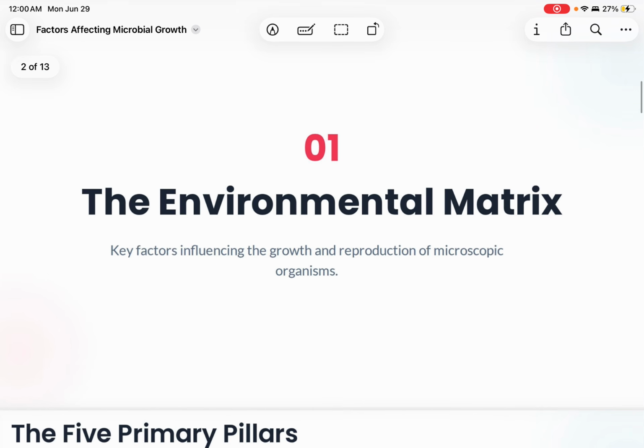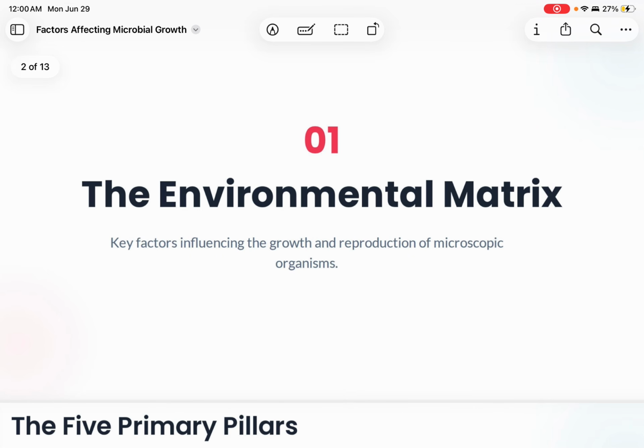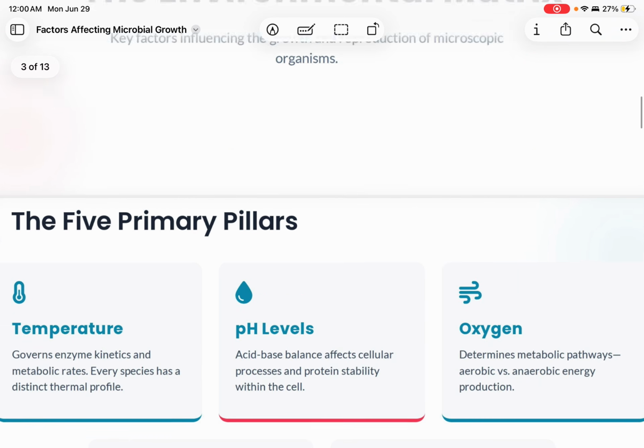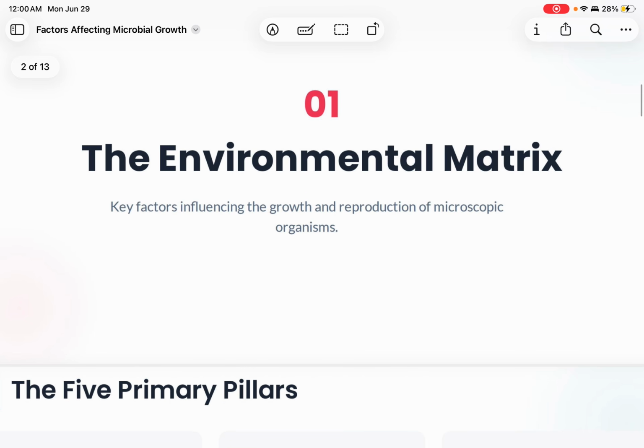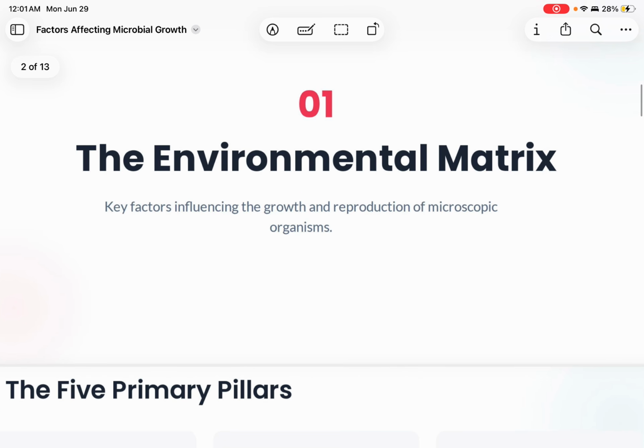Microorganisms are living. The environmental matrix key factors influence the growth and reproduction of microscopic organisms. So microorganisms are tiny living organisms that include bacteria, fungi.